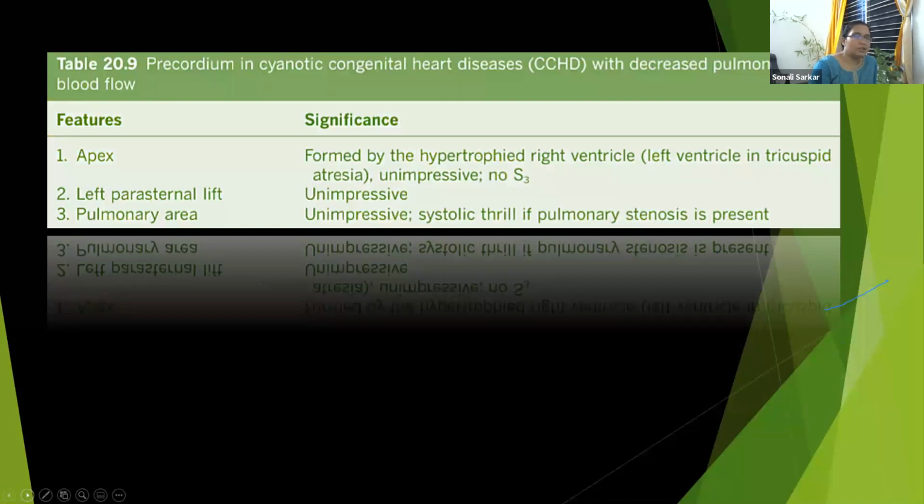Now, in cyanotic congenital heart disease, that is mostly in TOF, the apex is formed by the hypertrophic right ventricle. Left parasternal lift is absent. In the pulmonary area, you will not get any pulsations.